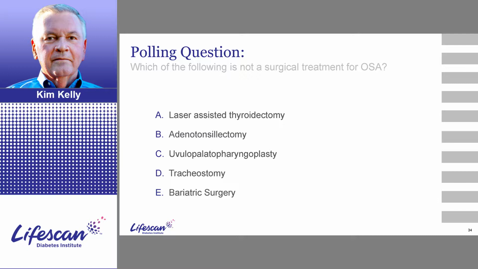Bariatric surgery clearly is a surgical approach, and we're going to talk about that in a little bit. But bariatric surgery is very effective in mitigating type 2 diabetes. It also, depending on the amount of weight you lose, is effective in mitigating the obesity component of obstructive sleep apnea.